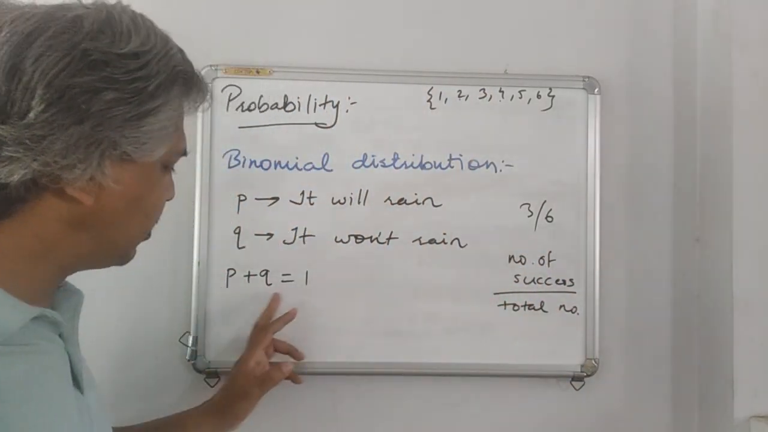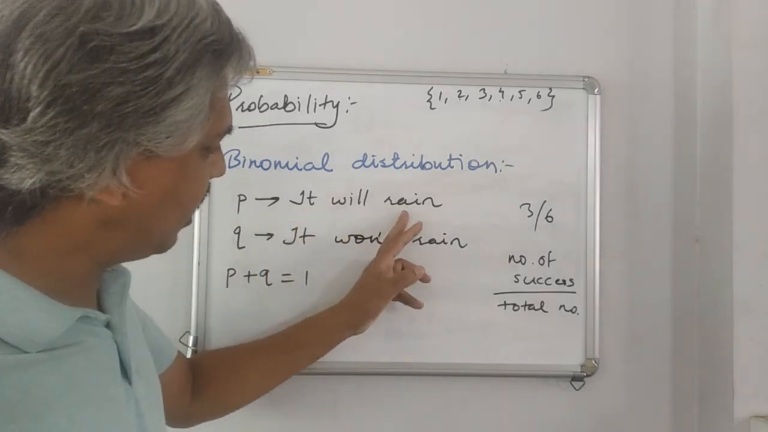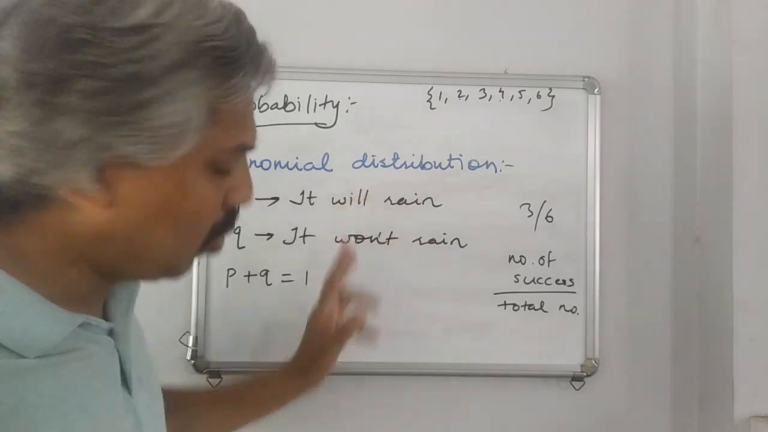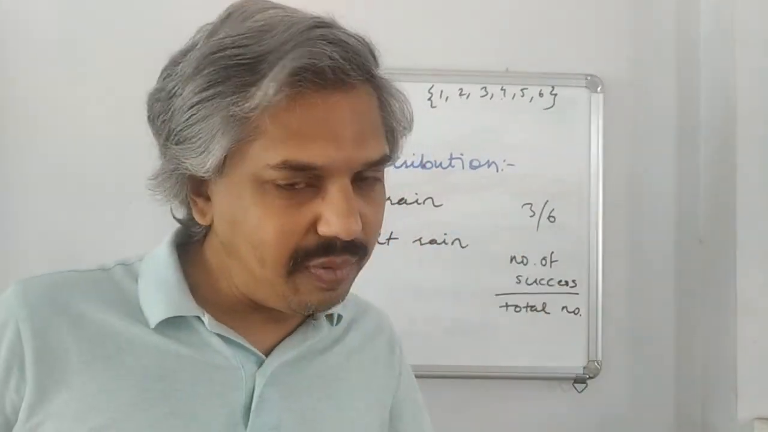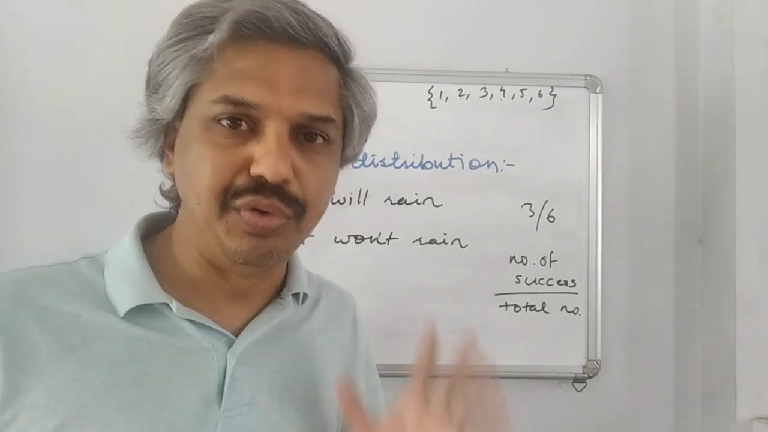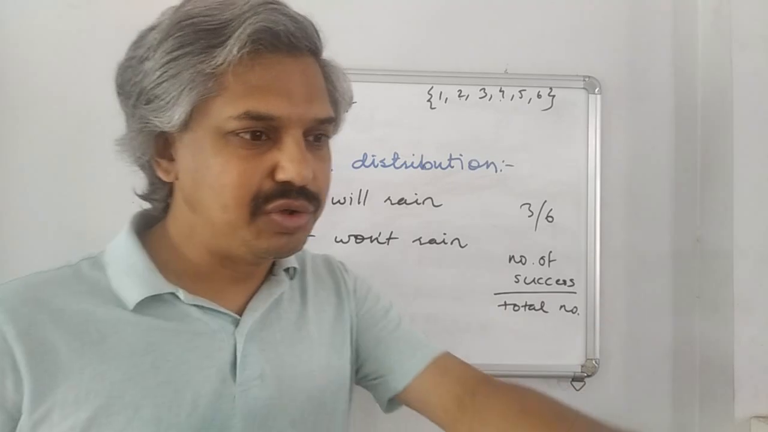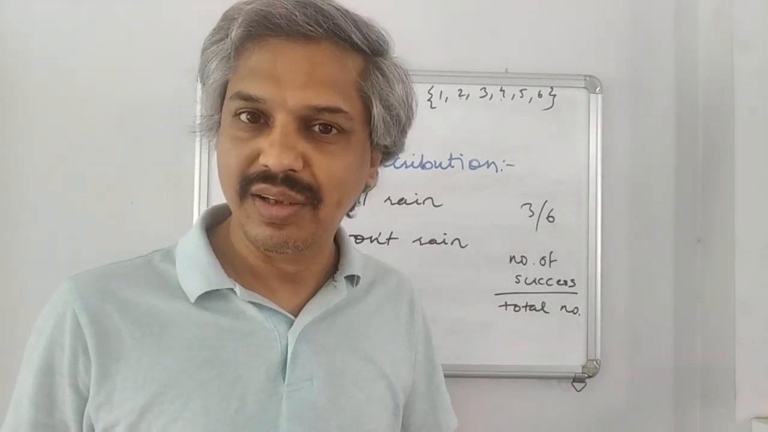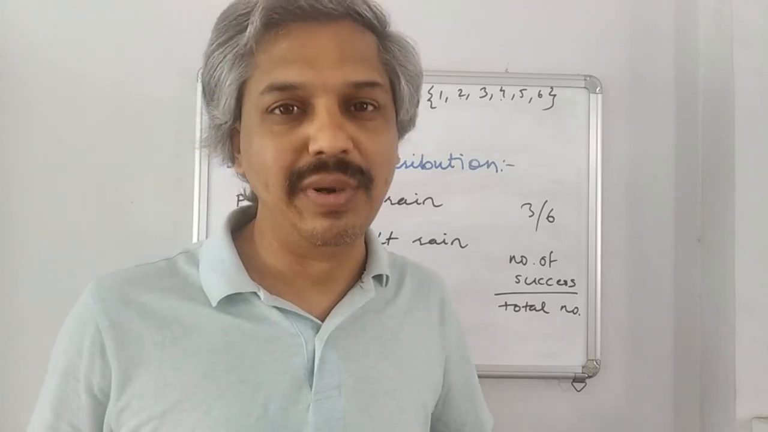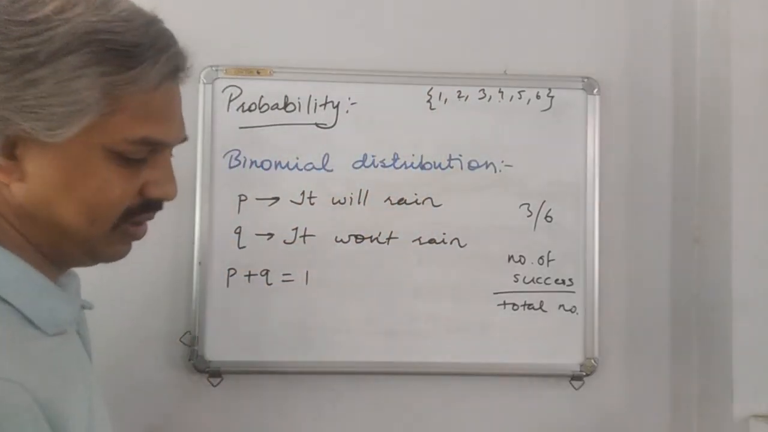Here I am saying P plus Q is 1. It means that P is it will rain and Q is it will not rain. Together it is certain. Either it will rain or it will not rain. I am very sure about that. Are you getting this? A particular student will either pass or will not pass. I am very certain about that, because there is no other possibility left. So that is called a certain event. P plus Q is equal to 1.